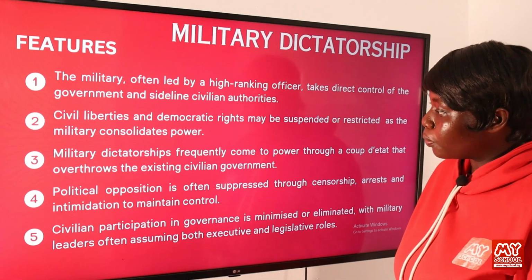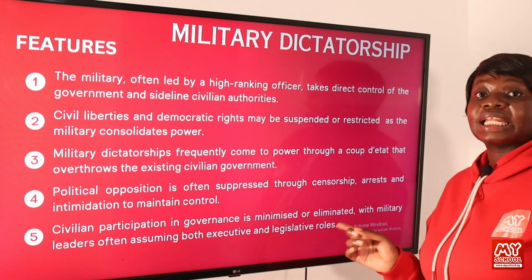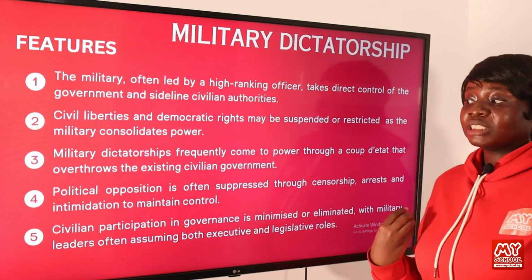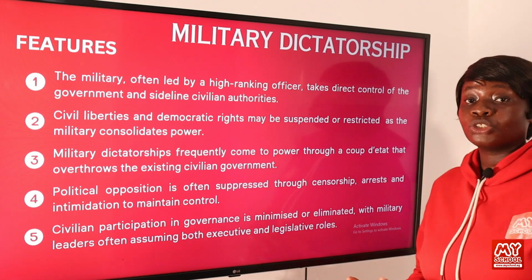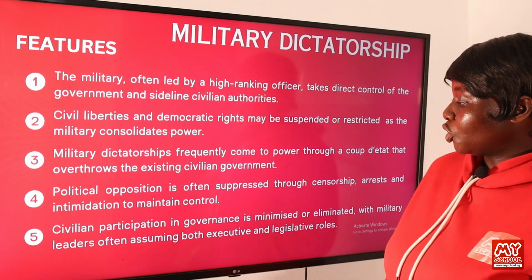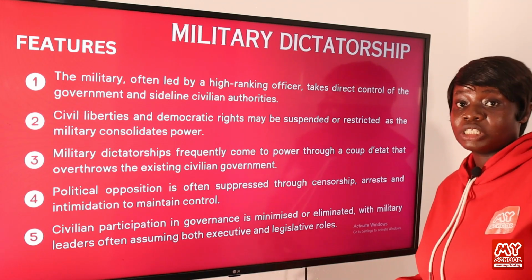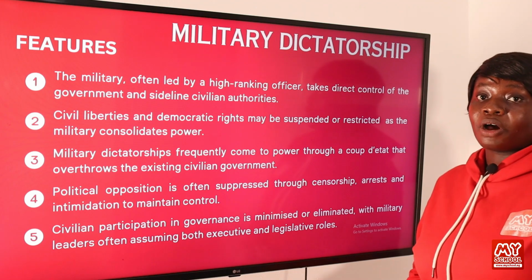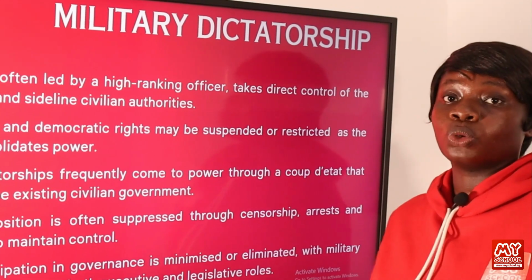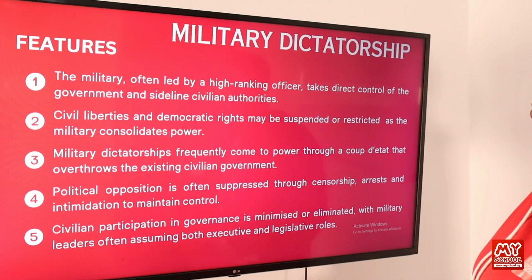And that feature is that political opposition is often suppressed through censorship, arrest, and intimidation to maintain control. This is another feature that is similar to autocracy. So there is censorship, the media is being censored, they arrest and intimidate those who try to present dissenting viewpoints from that of the military leaders. Civilian participation in governance is minimized or eliminated, with military leaders often assuming both executive and legislative roles. So when a military leader comes into power, it brings other military personnel to assume executive and legislative roles, and as a result, no civilian is allowed to make decisions within the country. So now let's move on to the merits of military dictatorship.